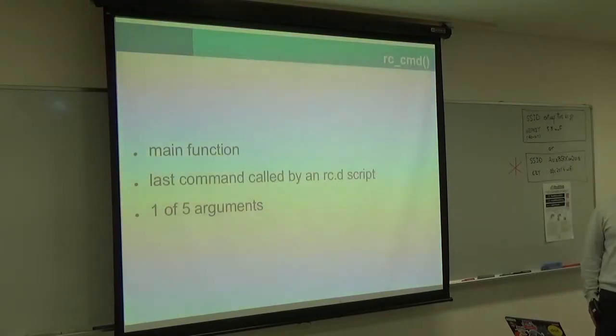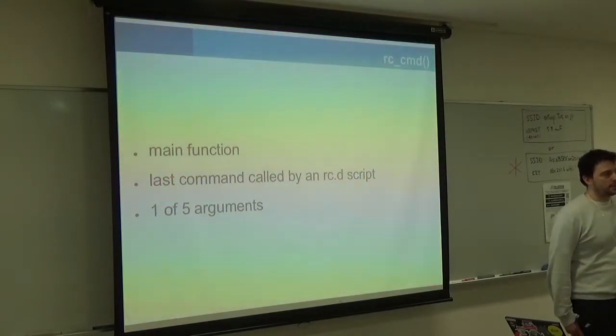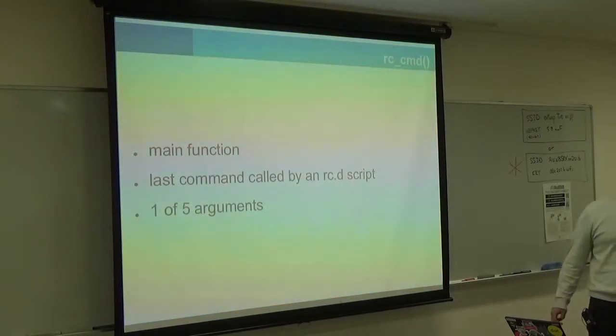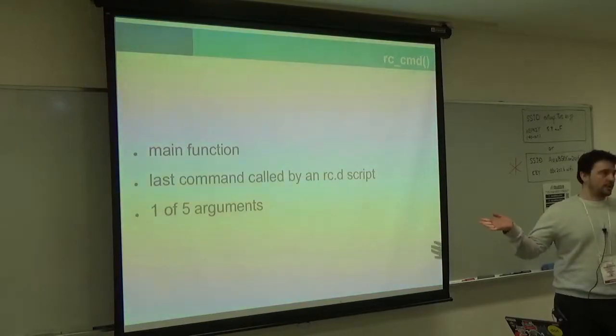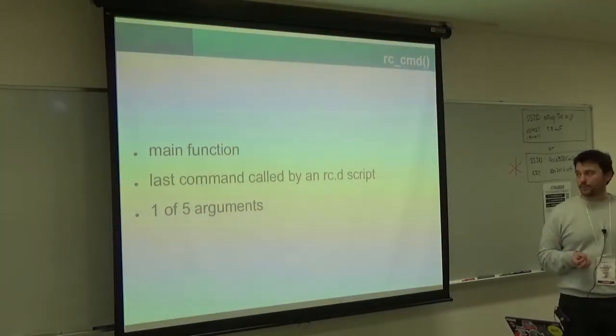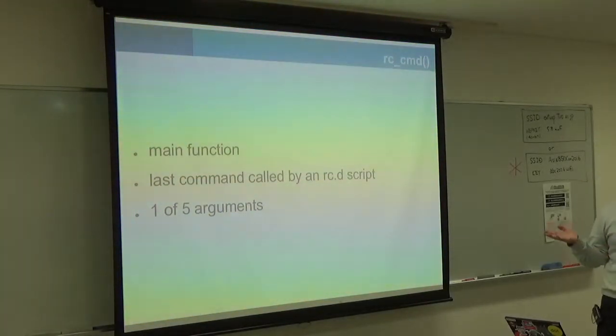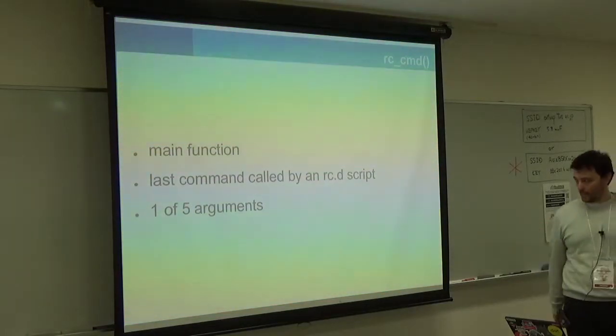And then we have the main function, which is rc_command, which is the last function that the rc.d script will run. The arguments are, of course, the same as the ones that you pass to the rc.d script. So it's one of the 5 arguments, start, stop, etc.